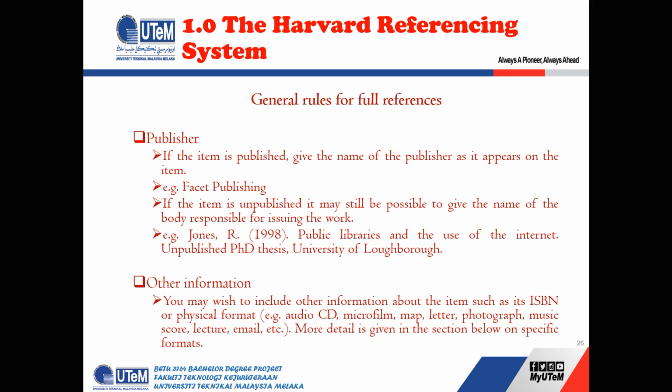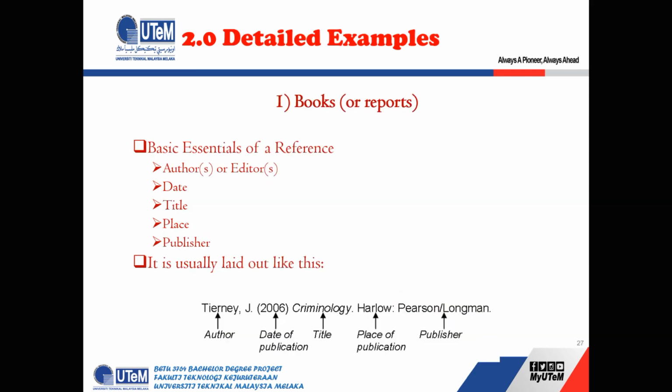And then we have to clearly highlight the publisher. Who is the publisher? If the item is published, give the name of the publisher as it appears on the item, for example, Facet Publishing. If the item is unpublished, it may still be possible to give the name of the body responsible. So if something is unpublished like a thesis, you can mention unpublished PhD thesis, University of Loughborough, or whatever university it was. Other information like ISBN number or DOI number, some of the journals and books have this. You can also include that in the referencing as well.